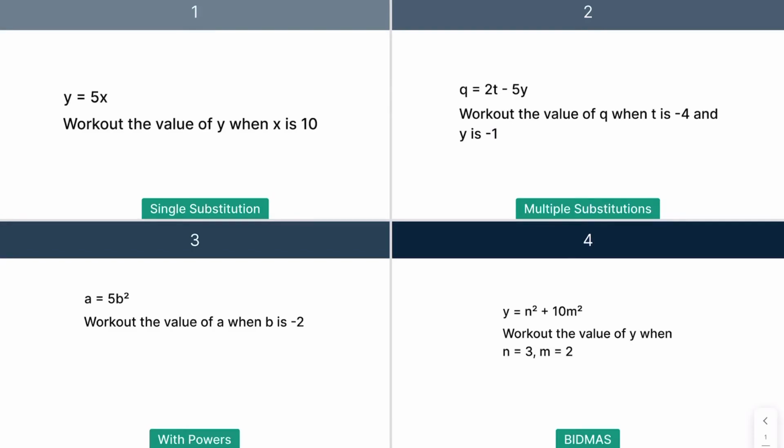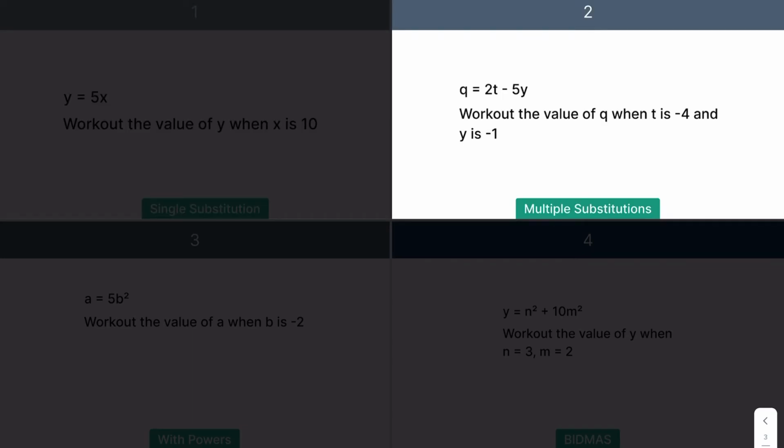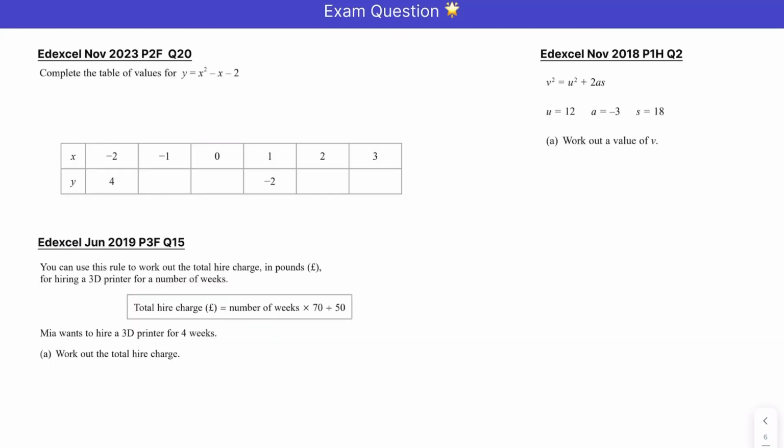Substitution is what we're going to look at in this video. It's split into 4 parts. So we're going to start off by looking at single substitution, and then multiple substitutions, and then substitution with powers, and then finally looking at BIDMAS. And we're going to wrap up by looking at some exam questions.